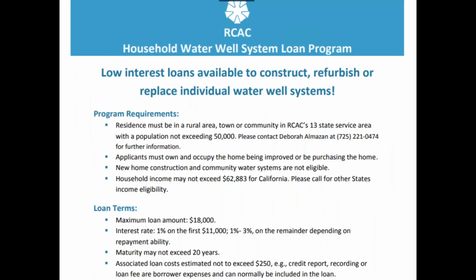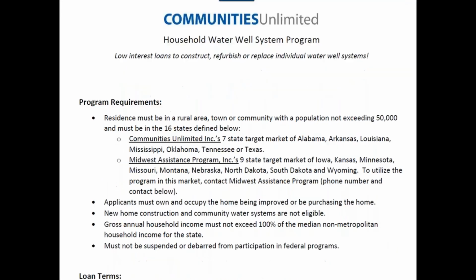And so here's the RCAC flyer. The household income has to be less than 62.8, and they supplement the $11,000 with $7,000 of their own. And so it's a really cool program. And they also, I think I show a slide here, they get funding from the state of California to increase that because of drought. Communities Unlimited, this is their flyer.